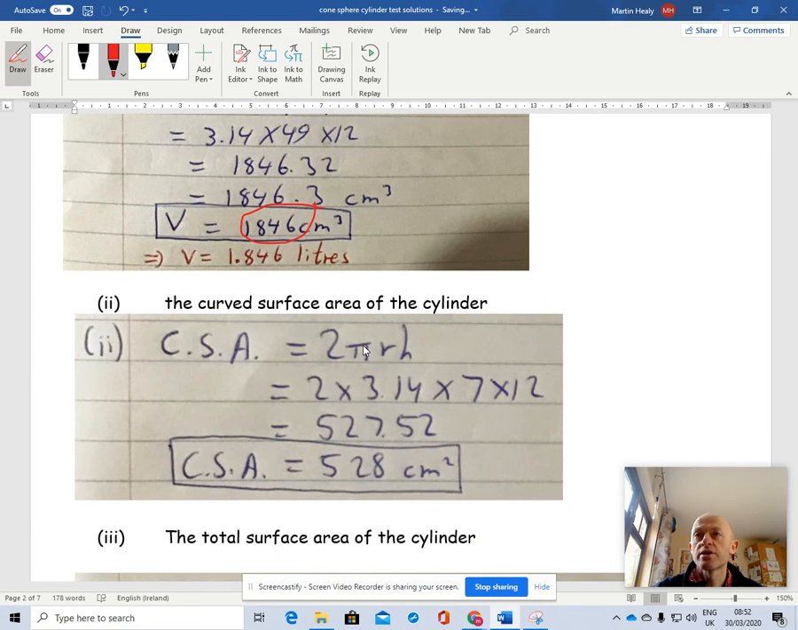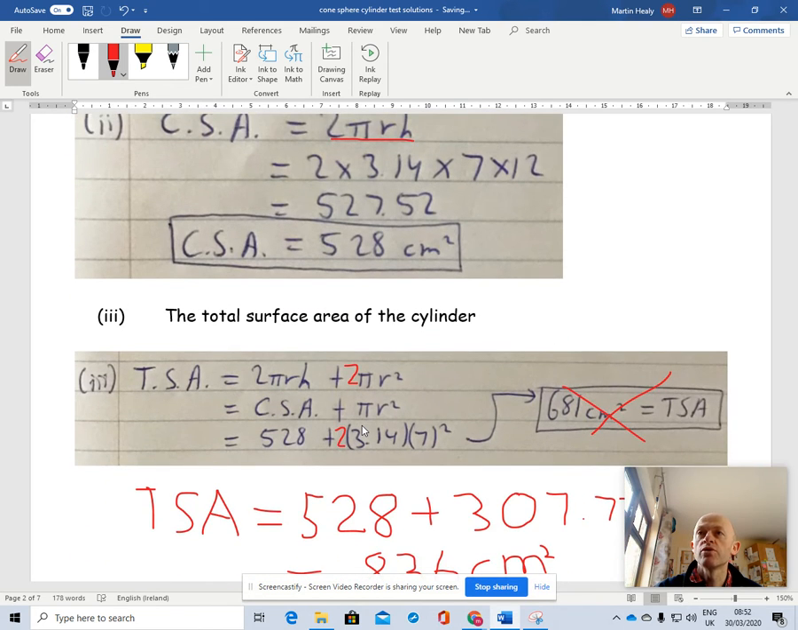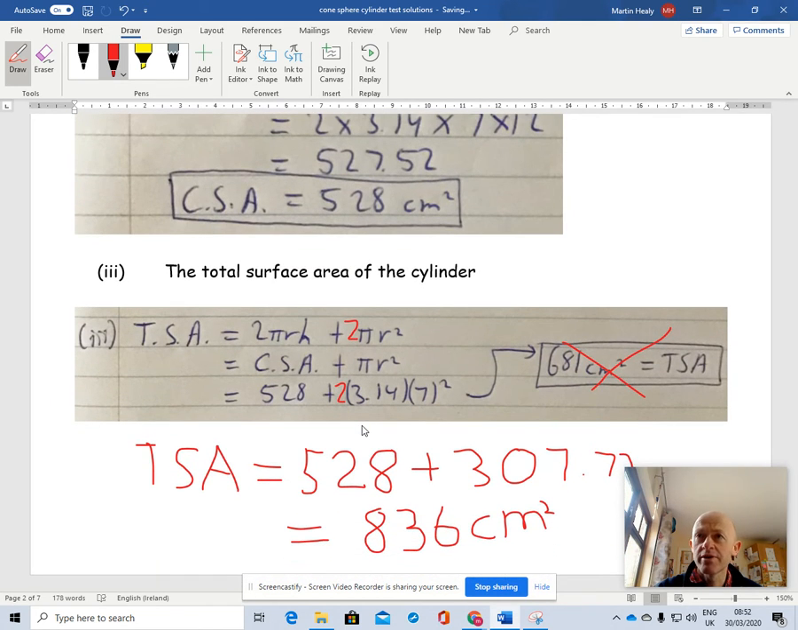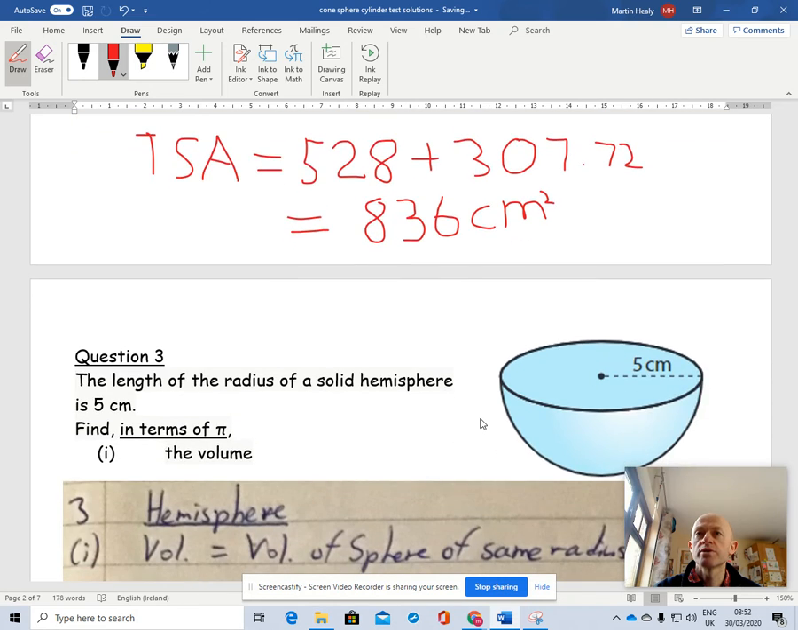Anyway, the curved surface area is part 2. Again, that's 2 pi r h. That is given to you in your maths tables. Fill in the formula. So therefore it's 528. And you round it off to the nearest whole number. The last part, I made a mistake myself here. It's 2 pi r h plus 2 pi r squared. If you work all that out, you end up with around 836 should be the correct answer. So there's two nice questions there.